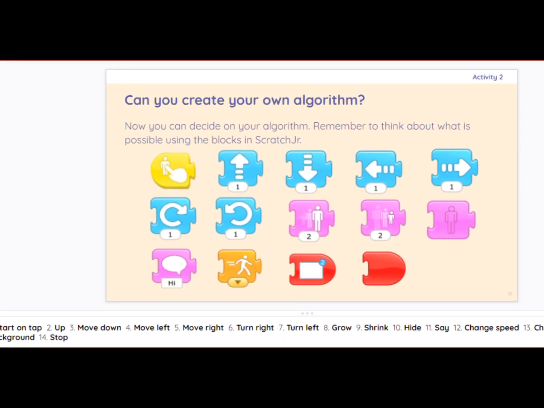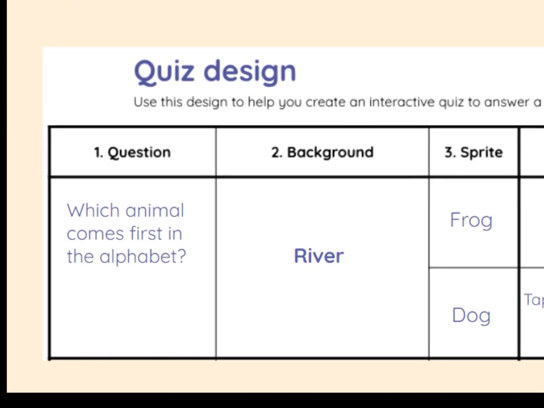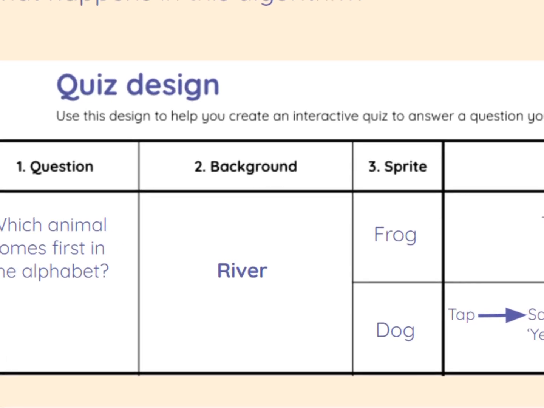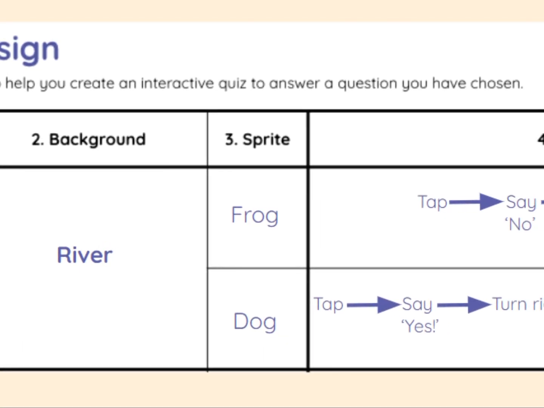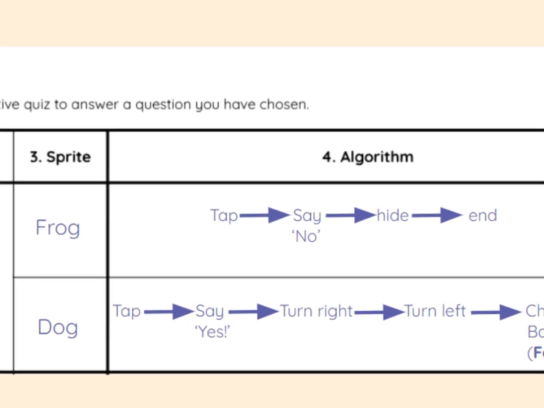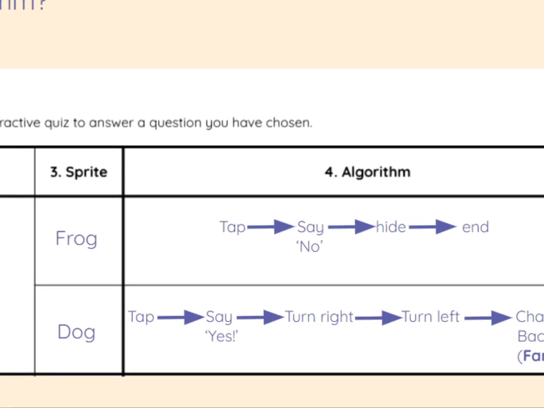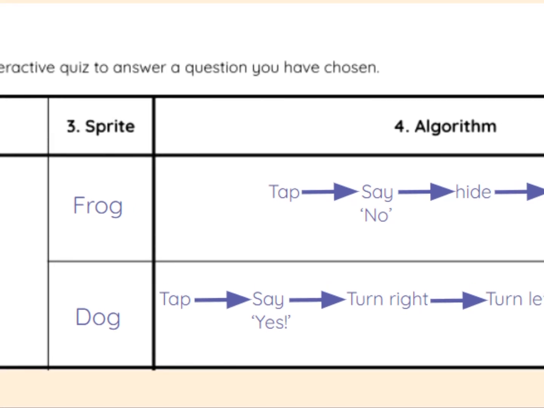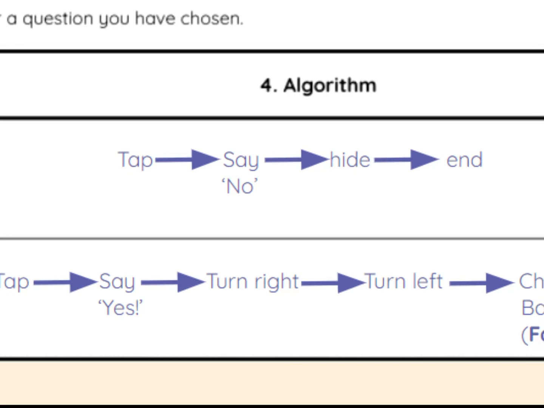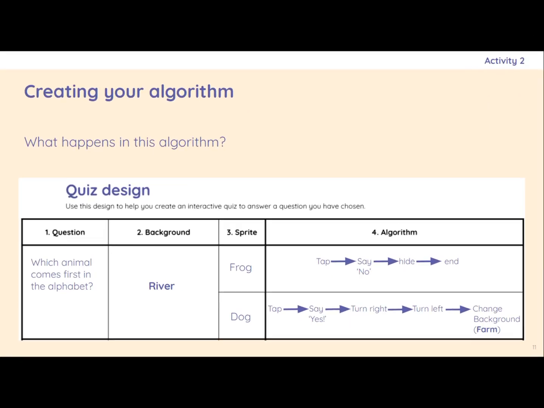And we're going to try and do a quiz. So let's just show you. A simple question: which animal comes first in the alphabet? With a certain background, if they click on frog it would say no and the character would hide, and then the code for the frog would end. And if they say dog, you'd say yes, turn right, turn left, and it would change the background to a farm. So let's see if we can do that.